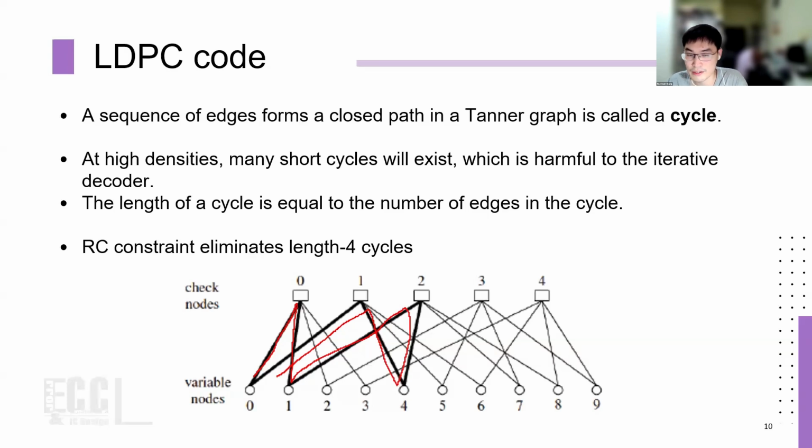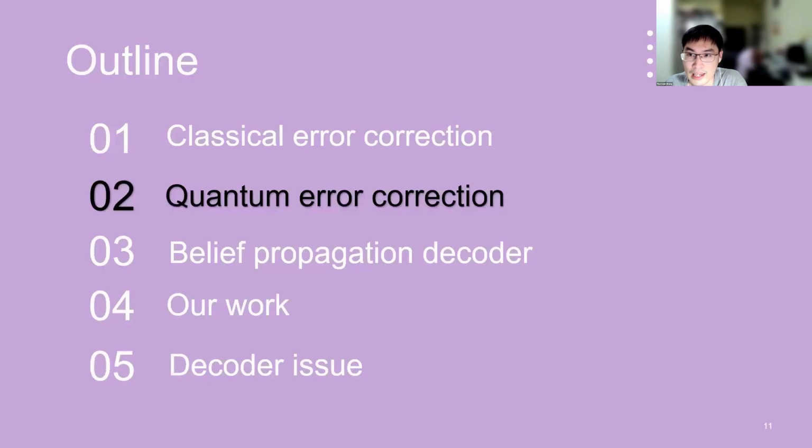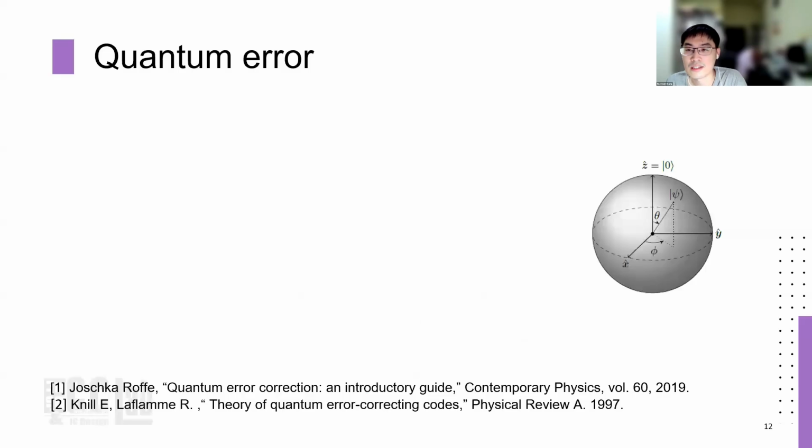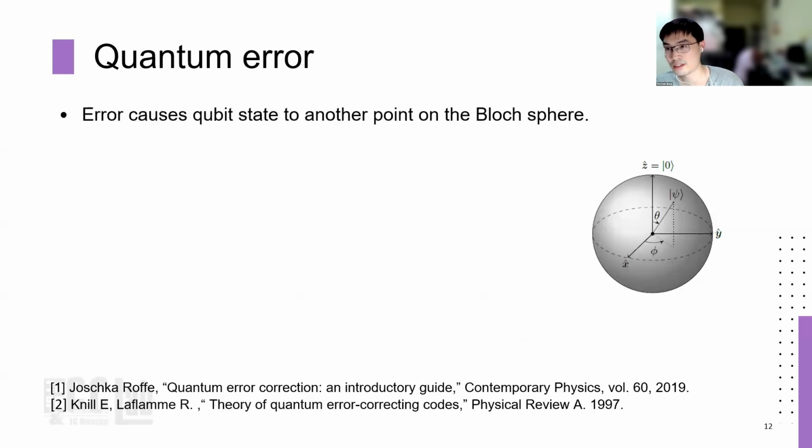But for quantum codes, it's very different. So we will see later. So let's look at the quantum error correction. So error causes qubit state to another point on the Bloch sphere. So the error can be arbitrary. So it can map the original state to another state on the Bloch sphere. So it's continuous. So the problem is, how can we correct a continuous error?